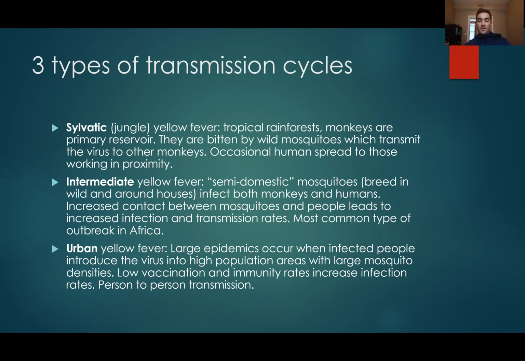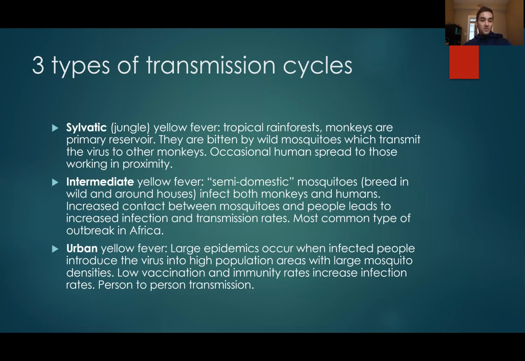I think it's important to also talk about the three different types of transmission cycles that yellow fever tends to follow. The first is called the sylvatic or jungle yellow fever transmission. It occurs typically in tropical rainforests where monkeys are the primary reservoir. Essentially, the monkeys are bitten by wild mosquitoes, meaning that they are replicating and breeding in the wild, not around household environments. These mosquitoes then transmit the virus to other monkeys, and then occasional human spread can occur, particularly with humans that are working in close proximity to these areas.